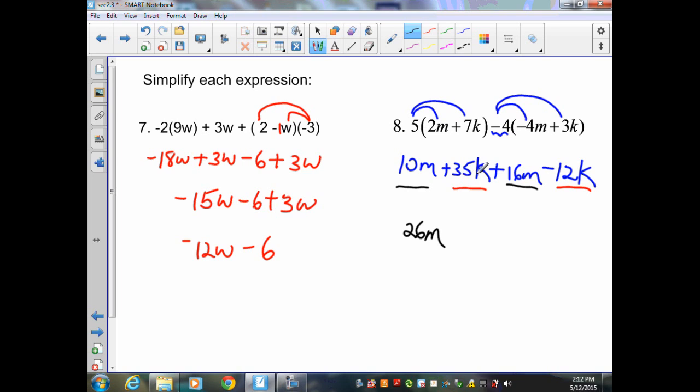So 35k, skip over the plus sign because that went with the 16. 35k, skip all the way over, minus 12. That's positive, that's negative, different signs. That's going to give me a subtraction rule. 35 minus 12 is going to give me 23k. And use the sign of the larger. 35 is bigger than 12. It's positive, and therefore that's a plus sign, making 23 positive.